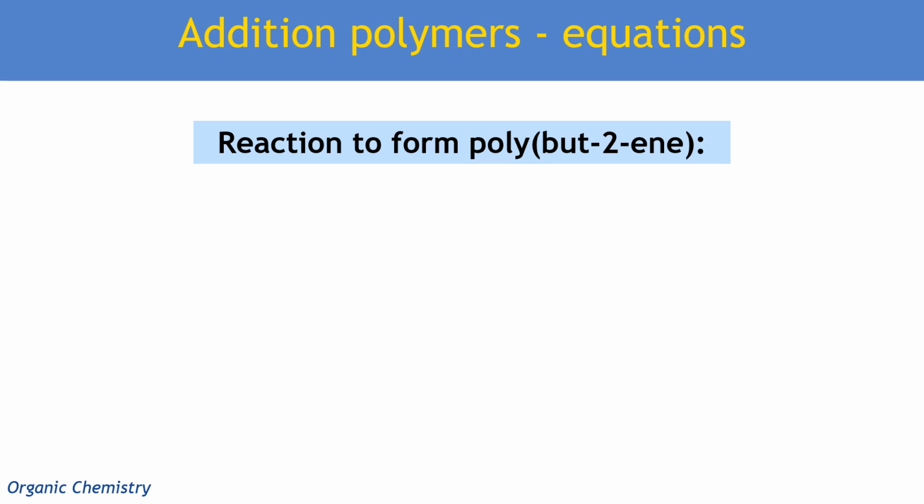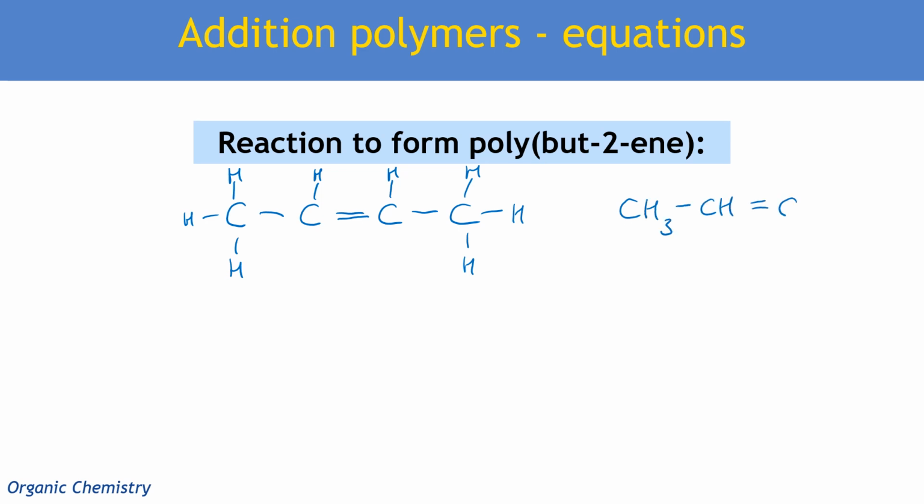Now, if a question just said, draw a displayed formula or a structural formula for butene, more than likely you're going to follow your rules: get your 4 carbons in a row because it's but, put a double bond in between the second and third carbon because it's butene, and then put your hydrogens on, making sure we carefully count so that every carbon has 4 bonds. There we go. Now that is a perfectly legitimate displayed formula for butene. I could also draw a structural formula like so.